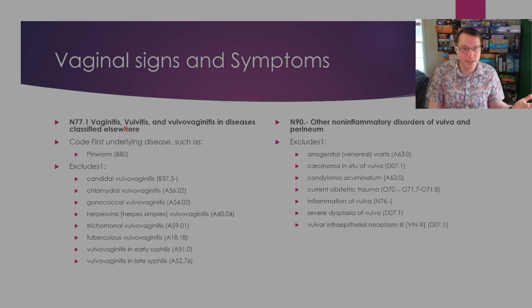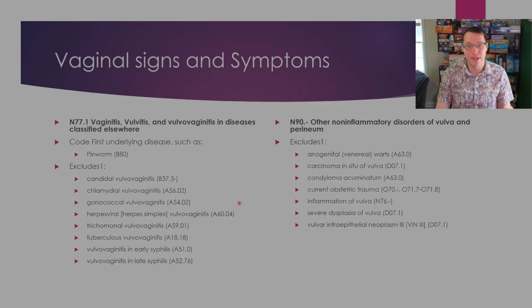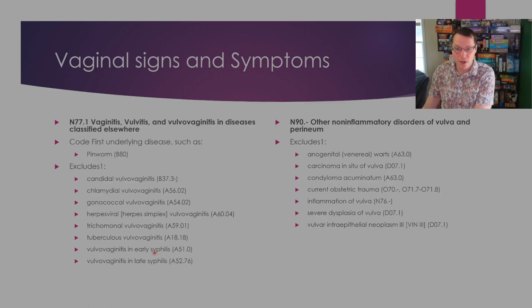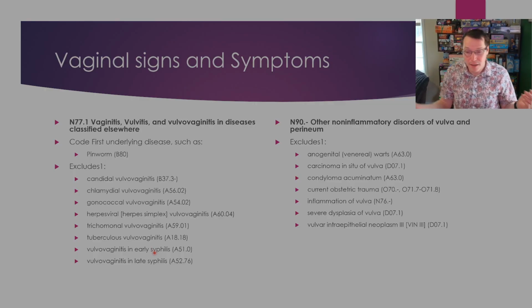So, of course, vaginitis and vulvitis are going to be excluded by all of these actual A and B codes for vaginal conditions because these are confirmed infections. So, of course, there's going to be itching. That's just what's going to happen when you have these infections.